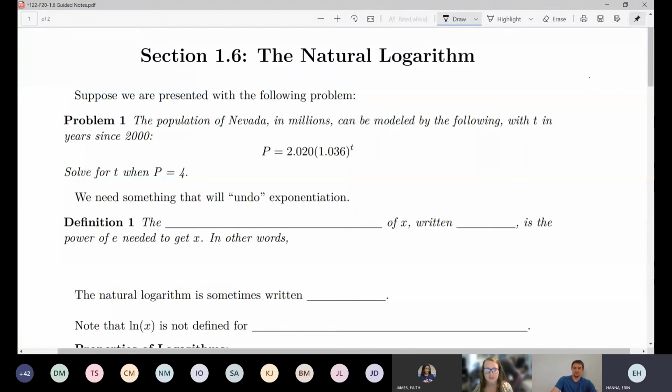So 1/6, as you can see, is something called the natural logarithm. So say we're presented with the following situation. We have the population in Nevada in millions can be modeled by the following with t years since 2000. And then say I asked you to solve for t when P equals 4?